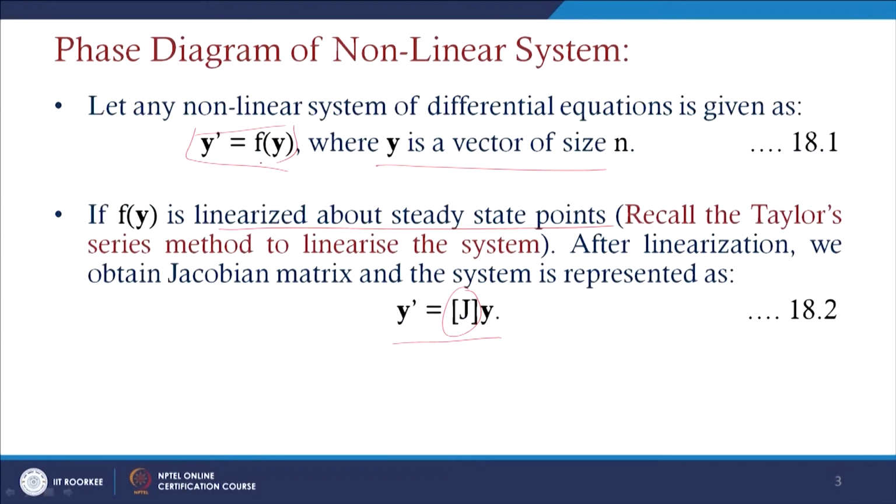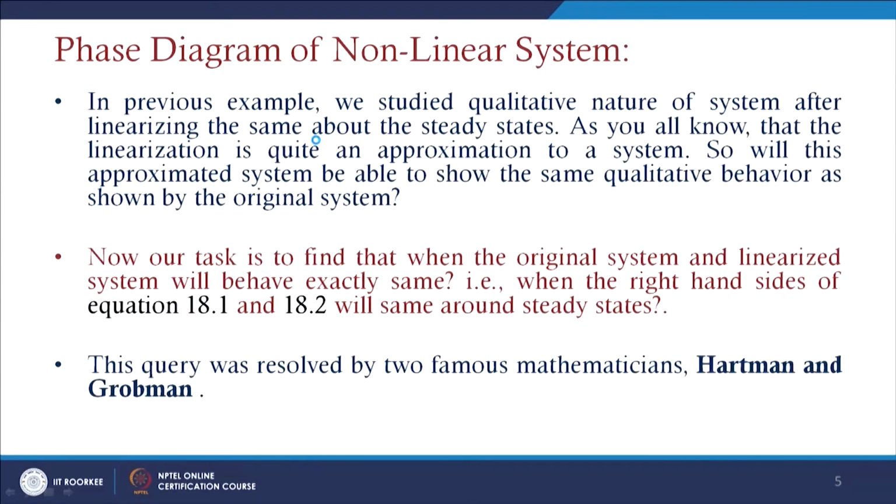So, y dash equals f of y, and y dash equals J y. This is the approximated or linearized system we have considered, and this is the exact system we have considered here. So, whether both these systems behave like steady states at the same level or not, that we will discuss here.